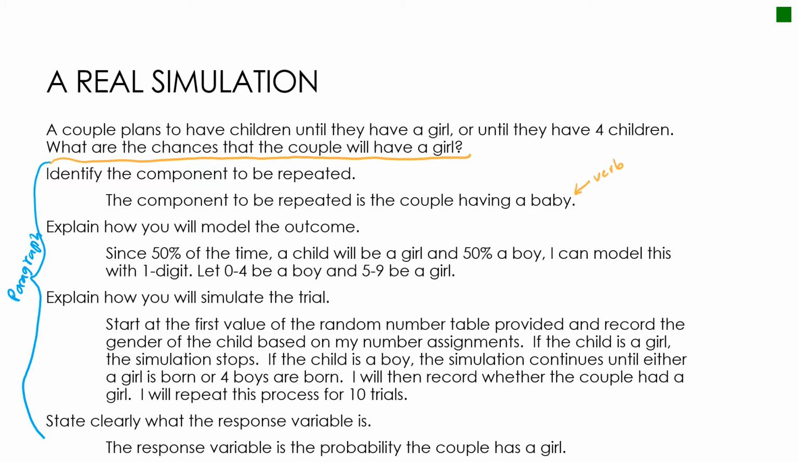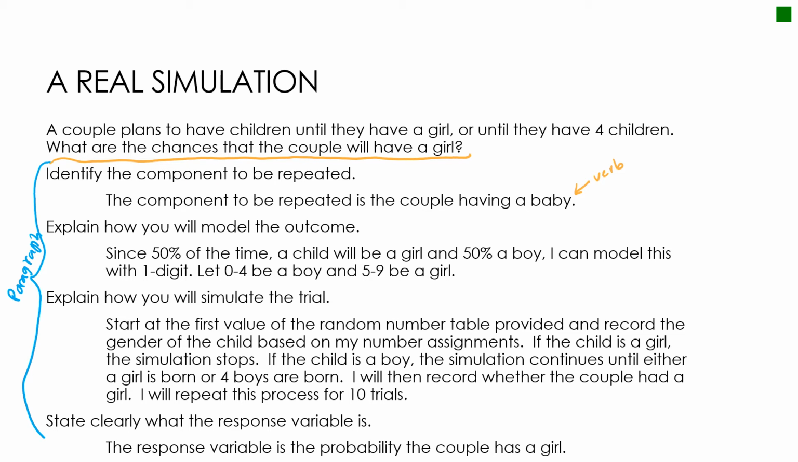Step 2, explain how you will model the outcome. Again, this is where you will assign your values. Did they give me percentages in the question? No, but we can all assume here that 50% of the time the child will be a girl and 50% of the time a boy. Obviously, there are some people who disagree with that, but let's just stick with that to make it simple.